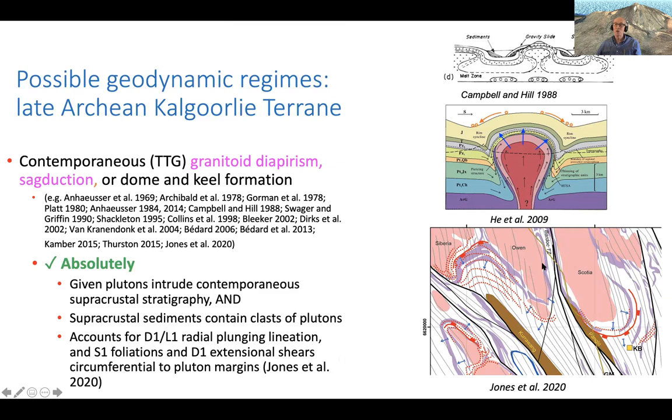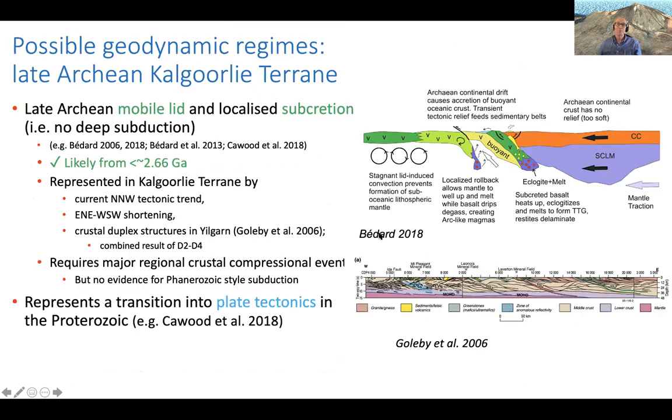And the structural effects have also been studied by Jones et al., which showed that around some of these plutons in the Kalgoorlie terrane, there are plunging structural lineations along the margins of the plutons. There are concentric and or circumferential foliations, and there are also concentric and circumferential extensional shear zones, which accommodated the uprising of the diapirs into the supercrustal greenstone sequence, which was simultaneously subsiding.